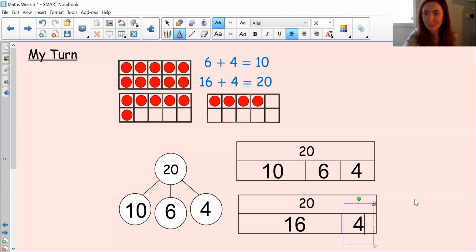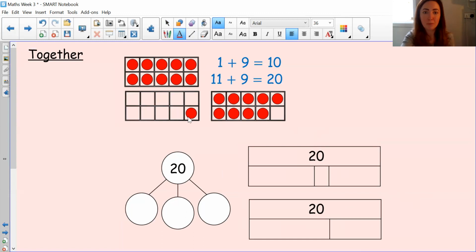Wow, we know lots of ways to represent number bonds now, don't we? Let's see if we can have another try. So this one we'll do a bit more together. So have a little look at these number sentences and 10 frames. See what we're representing here. So we're representing a number bond to 10. Again, this time it's 1 add 9 equals 10. And again, because we're using our number bonds to 10 to work out number bonds to 20, we also know that 11, which is this 10 and this 1, add 9 equals 20.